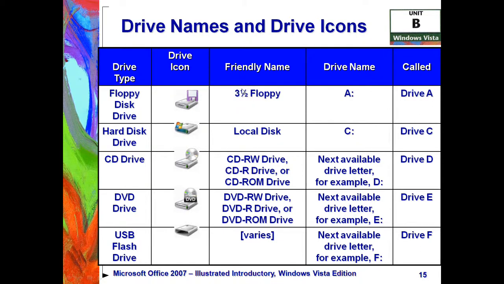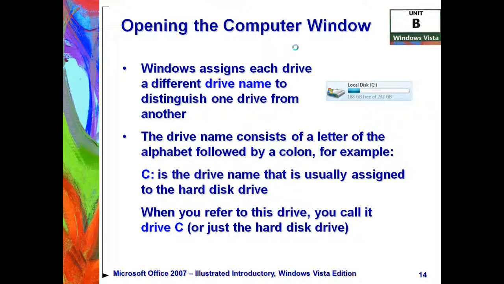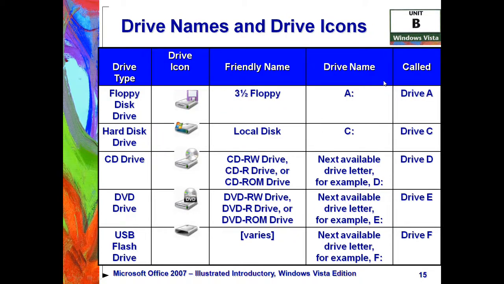The friendly name is what we typically call it, or what the computer has before the actual drive name. If we go back one screen, you notice where it says local disk C, the local disk would be the friendly name. The friendly name of a floppy drive is the 3.5-inch floppy, and the drive name is A colon, and we typically call that just drive A.